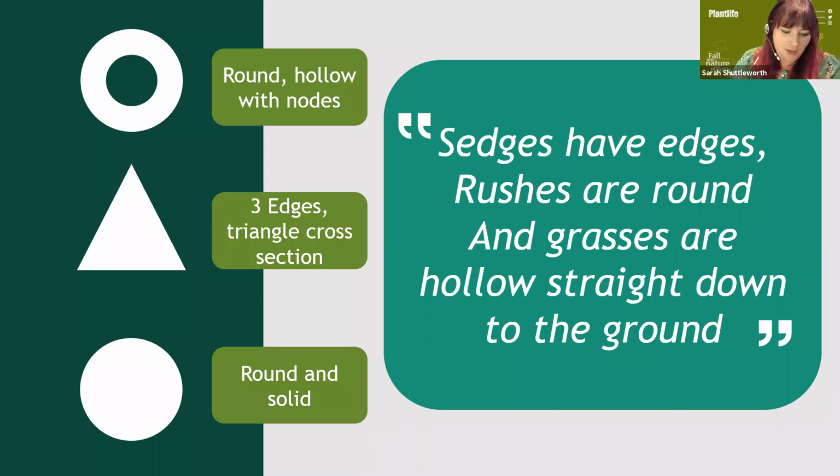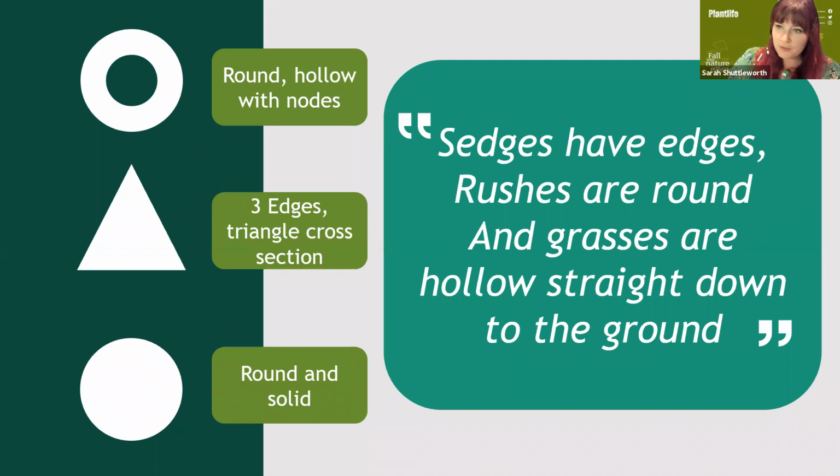So some of you may be familiar with this rhyme. I'm not even sure where it originated, but it can be quite a useful one actually: sedges have edges, rushes are round, and grasses are hollow straight down to the ground. It's useful because it's easy to remember. Sedges have edges. We're talking about those 3 edges making a triangular cross section. Grasses are hollow. We're generally talking about the fact that they are mostly hollow and they go straight down to the ground, and rushes are round. So there you go. That's an easy way of remembering it.